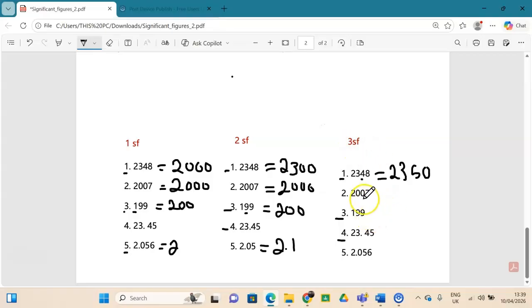Now, I said you'll be doing this yourself. So let me do this. If I round this to 3SF, there is nothing to round. It's already in 3SF. So I'm just going to write that 199. It's already in 3 significant figures.